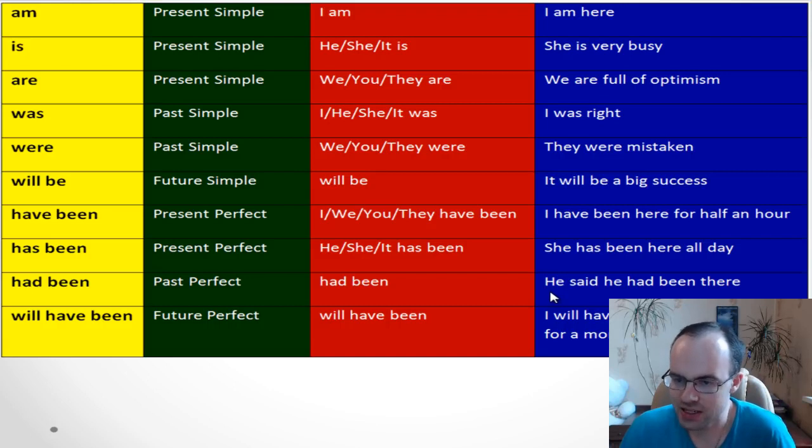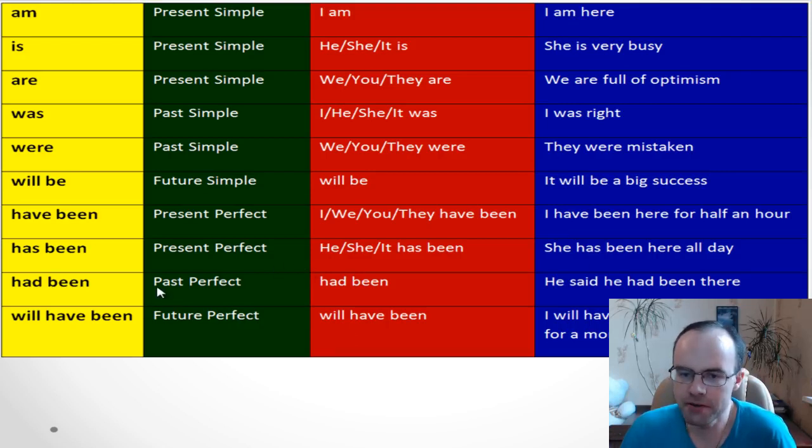Look, he said he had been there. It means that first he was there, and then he said it. So the second action, he had been there, happened earlier than the first action in this sentence. So he said he had been there, and so that's why we need to use this structure.